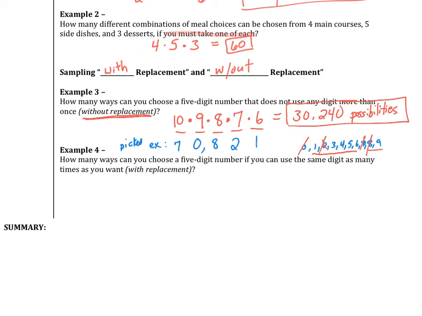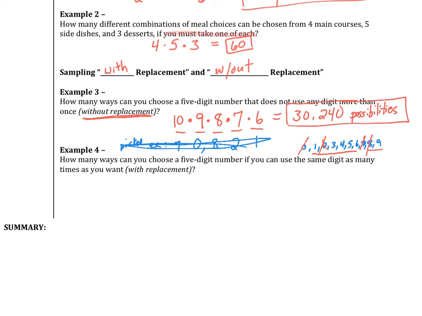Okay, the one option we picked was 70,821, but there's really 30,240 possibilities. Because this first number could be any number, it doesn't have to be 7. The second number could be any number, it doesn't have to be 0. Okay, we just can't pick 7 again. We can't repeat numbers on here. Okay, so this is just our example. The answer to our question is 30,240.